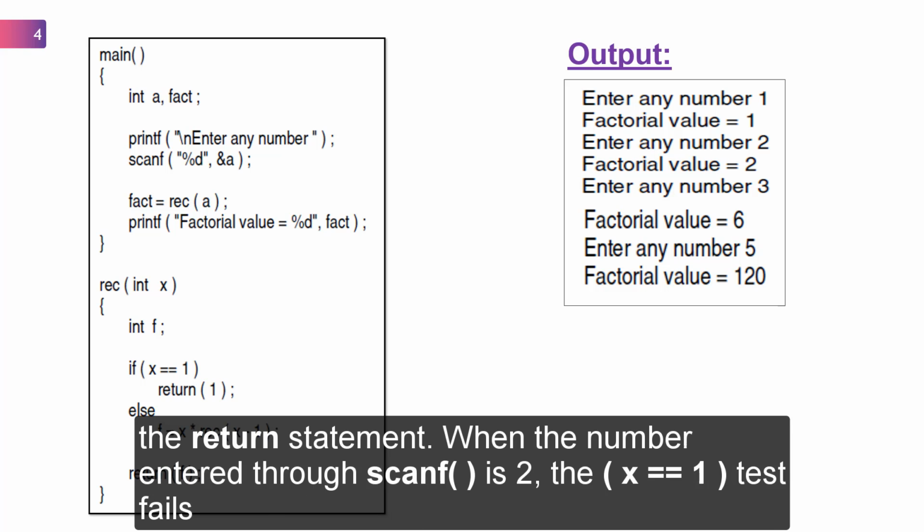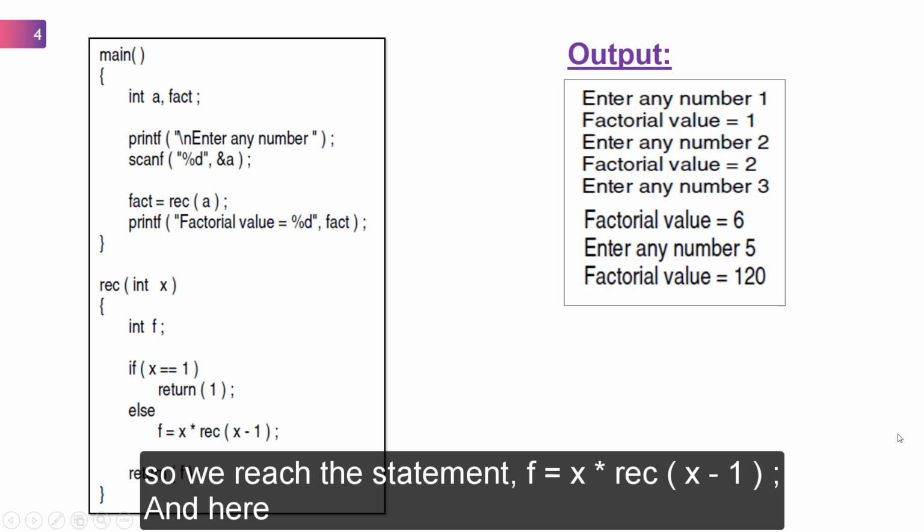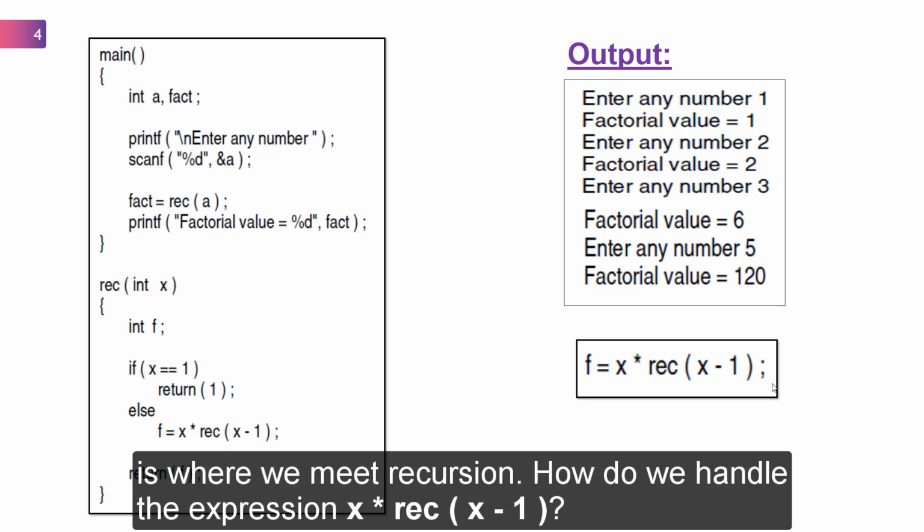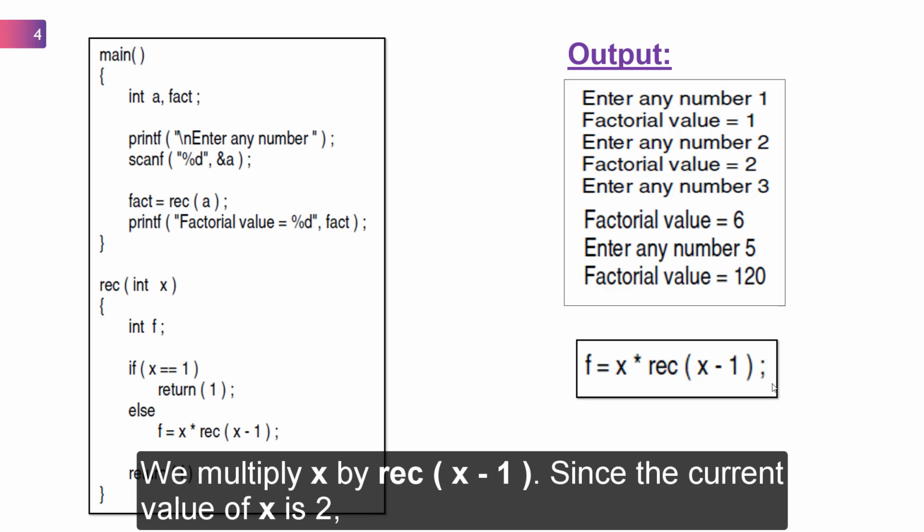When the number entered through scanf is 2, then the x is equal to 1 test fails. So we reach the statement f is equal to x into rec of x minus 1. And here is where we meet recursion. How do we exactly handle the expression x into rec of x minus 1? We multiply x by rec of x minus 1.